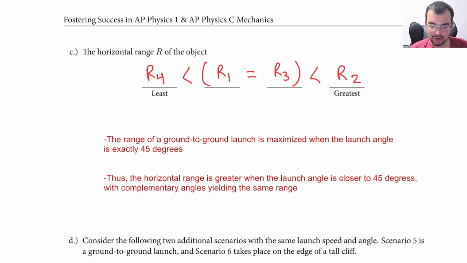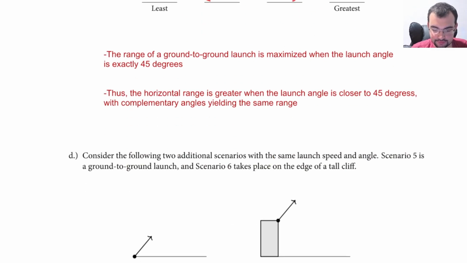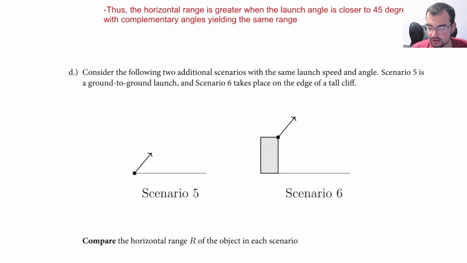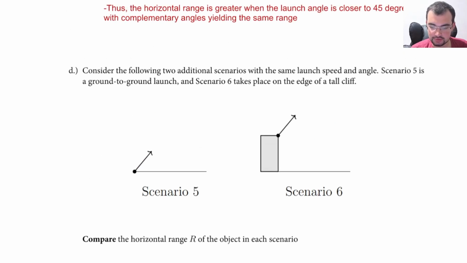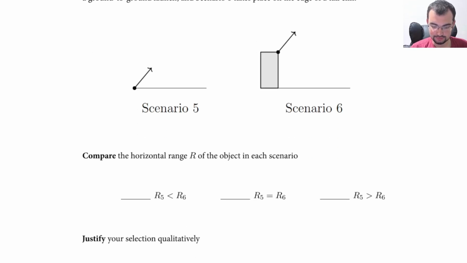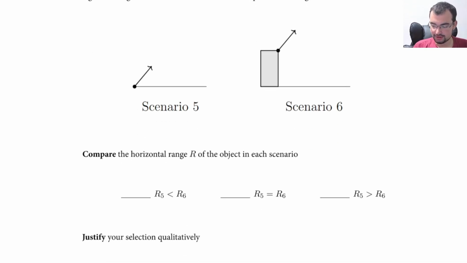So the range of a ground-to-ground launch is maximum at 45. Horizontal range is greater when the launch angle is closer to 45, with complementary angles yielding the same range. Now we have scenarios 5 and 6, where we launch from the ground versus launch from a cliff at the same angle and same speed. What would be the range comparison in this case?